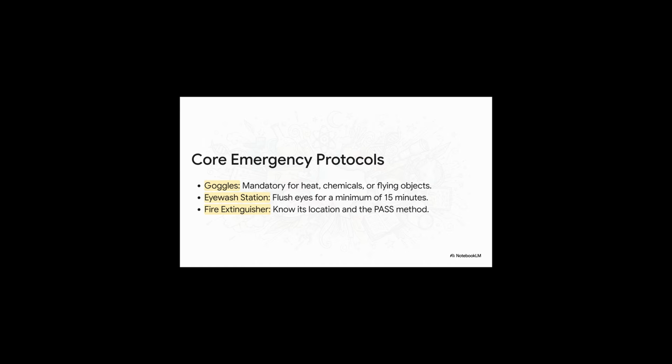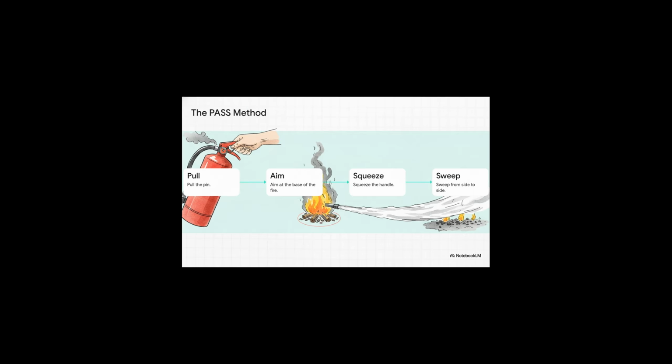And of course, you have to know where the fire blanket and extinguisher are and be able to grab them in a heartbeat. And speaking of fire extinguishers, here's how you use one. The PASS method is just brilliant because it's so easy to remember, even when you're stressed. You pull the pin. You aim low, at the base of the fire, not up at the flames. You squeeze the handle, and you sweep from side to side.